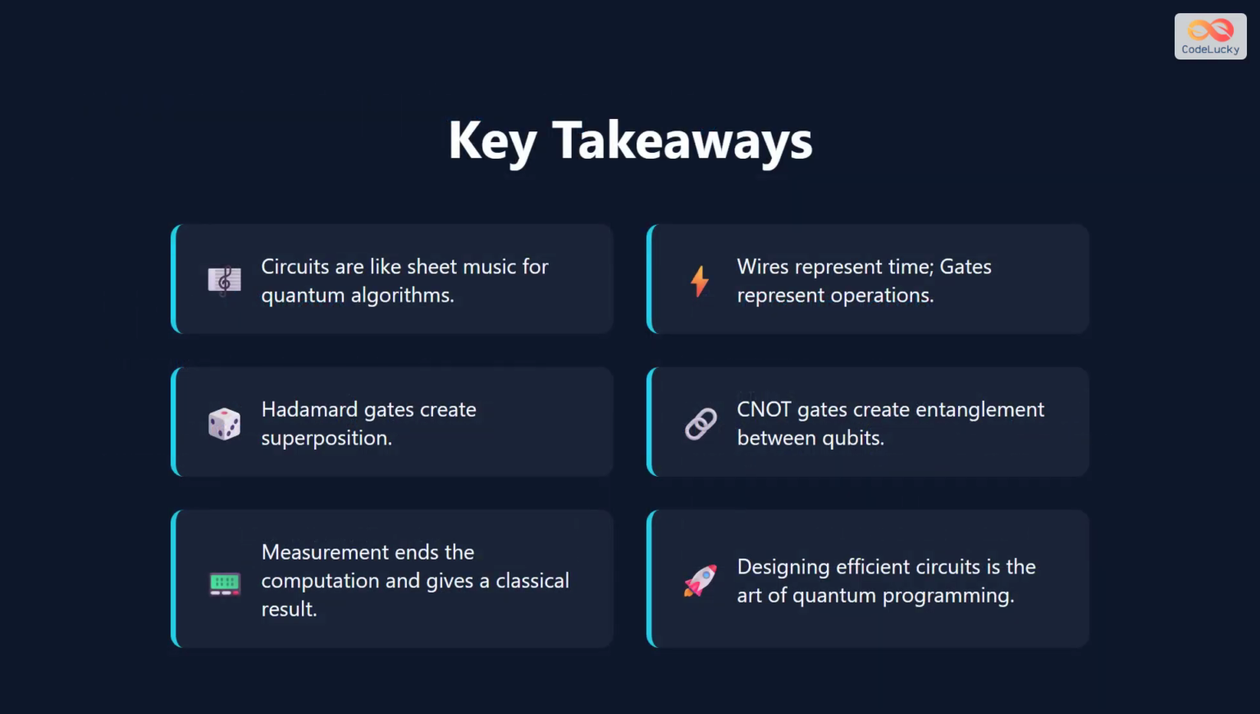To wrap up, remember that quantum circuits are just timelines of operations. We use wires for time, gates like Hadamard and CNOT to manipulate information, and measurement to get our final answer. Mastering these diagrams allows you to read and write the code of the future.